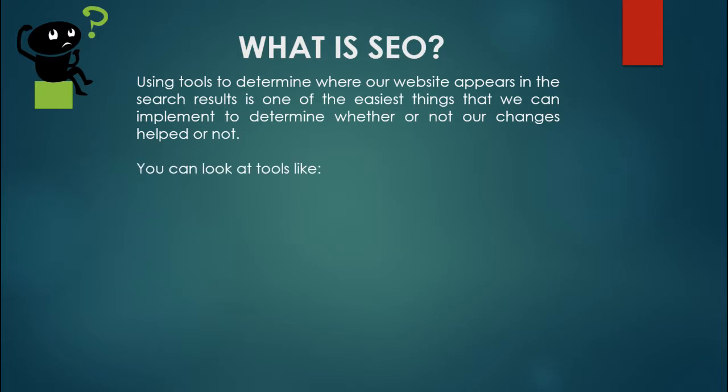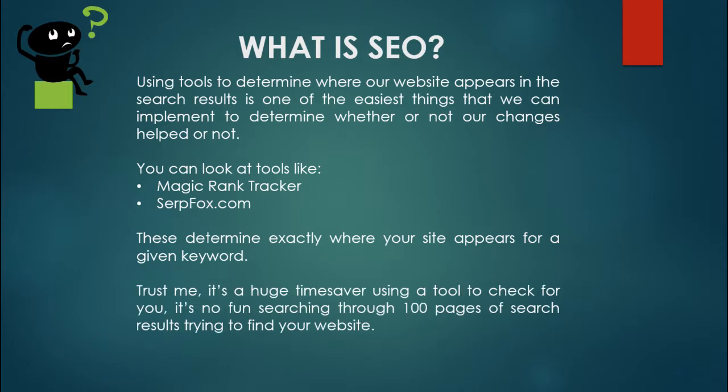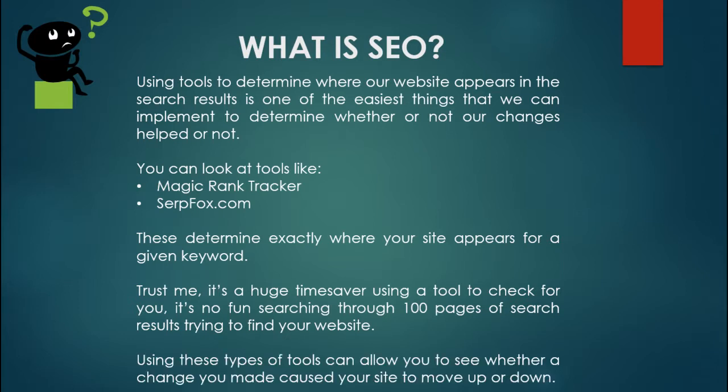You can look at tools like Magic Rank Tracker or SERPfox.com. These determine exactly where our sites appear for a given keyword. Trust me, it's a huge time saver using a tool to check for you. It's no fun searching through hundreds of pages of search results trying to find your website. Using these types of tools can allow you to see whether a change you made to your website caused your site to move up or down in the search results.